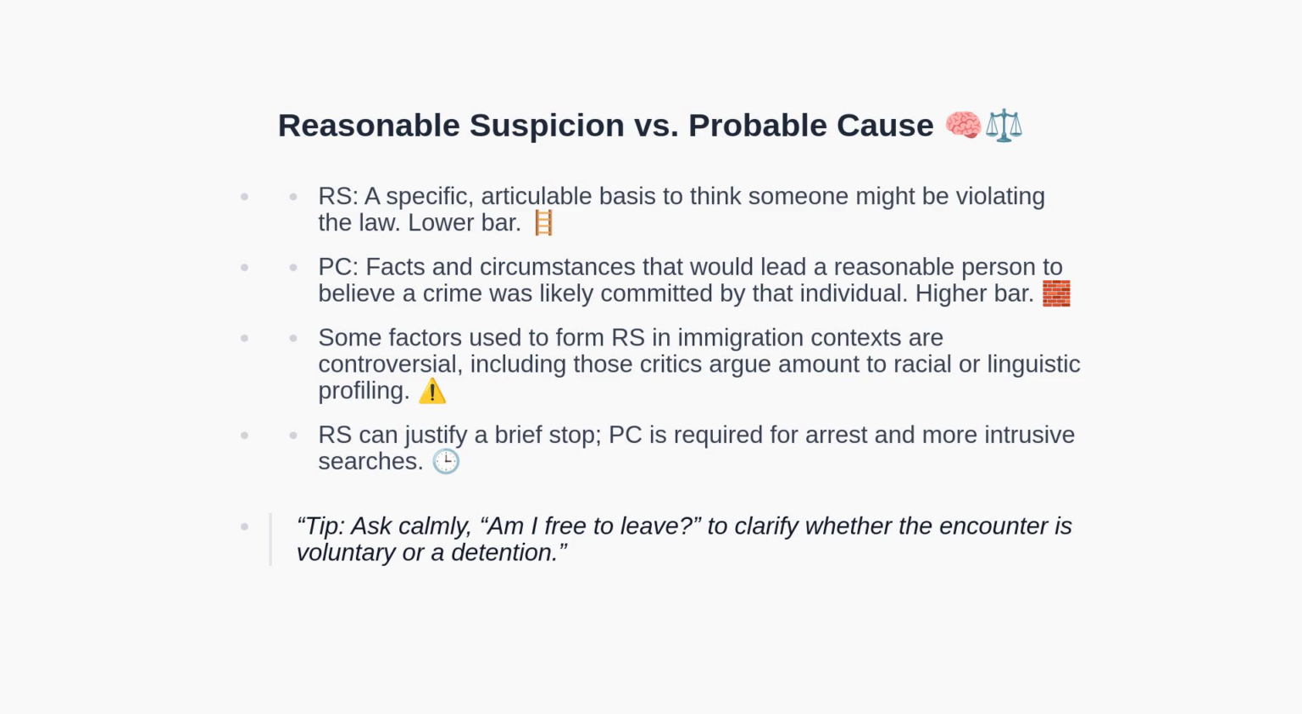In immigration enforcement contexts, courts have permitted a broader set of considerations for reasonable suspicion, some of which are controversial because they may resemble racial or linguistic profiling. Reasonable suspicion permits a brief investigatory stop, while probable cause is required for a full custodial arrest and more intrusive searches. A practical way to clarify your status is to ask, calmly, if you are free to leave.